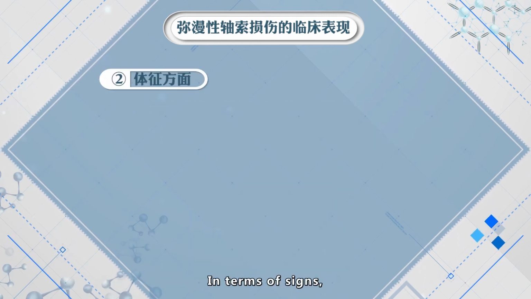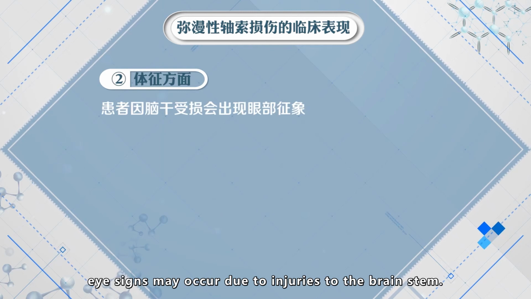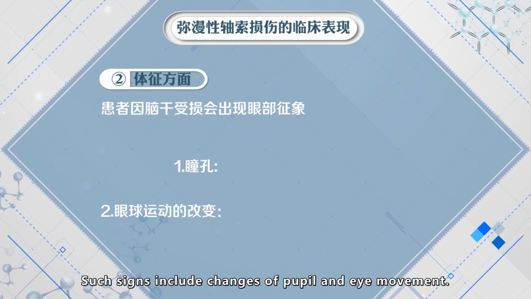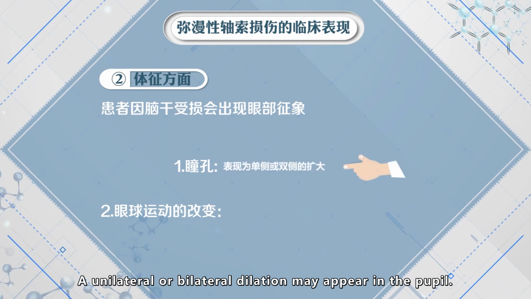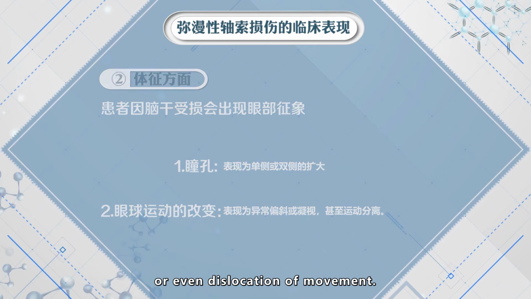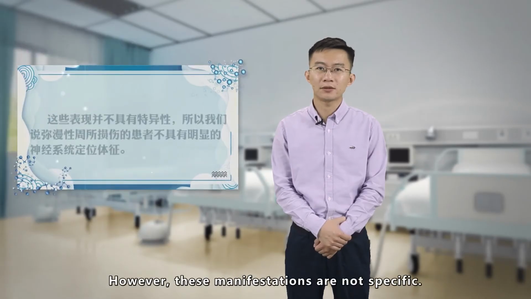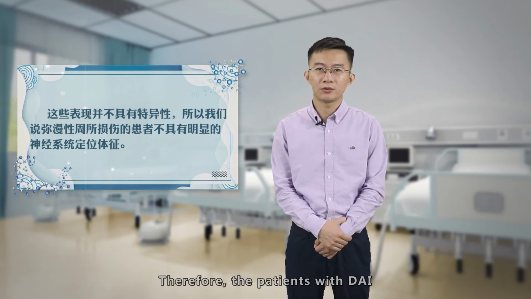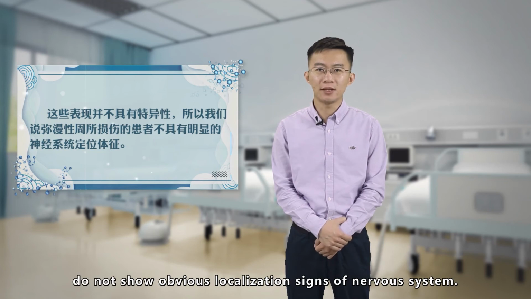In terms of signs, eye signs may occur due to injuries to the brain stem. Such signs include changes of pupil and eye movement. Unilateral or bilateral dilation may appear in the pupil. Eye movement may appear as abnormal deviation of gaze, or even dislocation of movement. However, these manifestations are not specific. Therefore, patients with DAI do not show obvious localization signs of the nervous system.